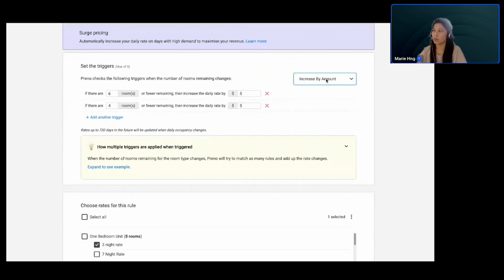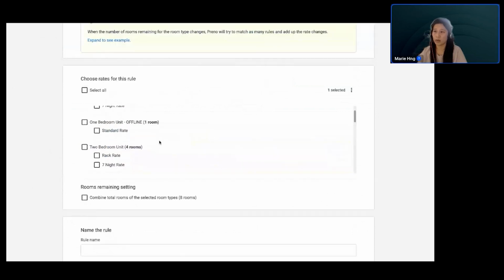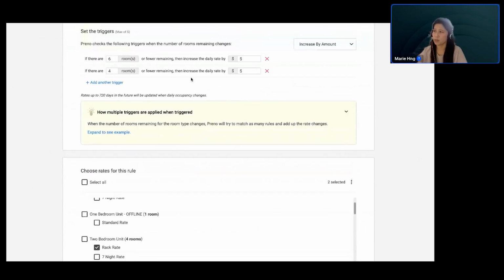Okay. And you can also increase by percentage. So up to you what works best for you. Percentage may work better if you are combining different room types. Okay. So if, say, I was combining my 1-bedroom unit and also my 2-bedroom unit, so they have different base rates. So I might not want to increase by $5, might want to increase by percentage and go, right, let's do a 3% increase on both.